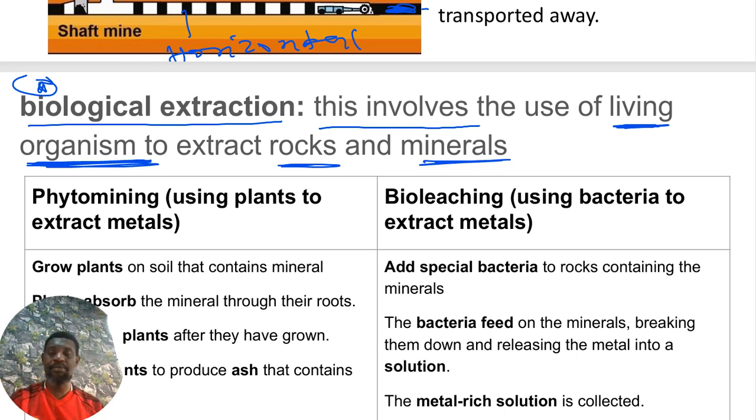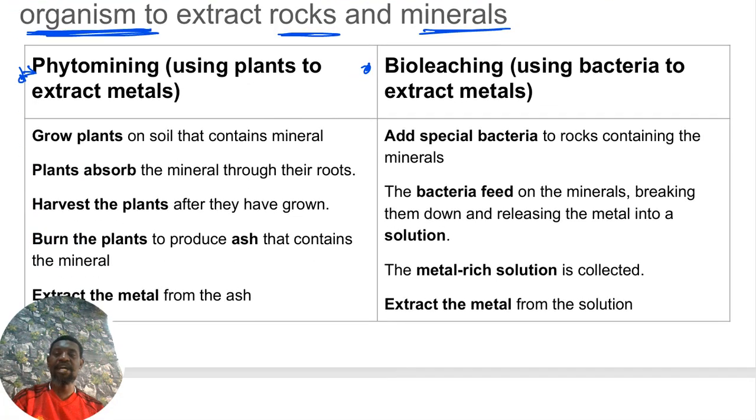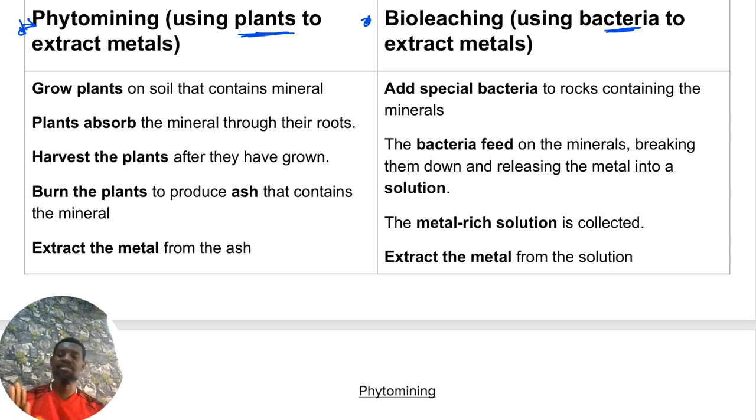Now there are 2 types and you need to know them, which are phytomining and bioleaching. Phytomining is using plants to extract minerals, while bioleaching is using bacteria to extract minerals. Now, what are the steps involved? Just know the steps. You don't need to stress yourself. Just know this process and this other process.